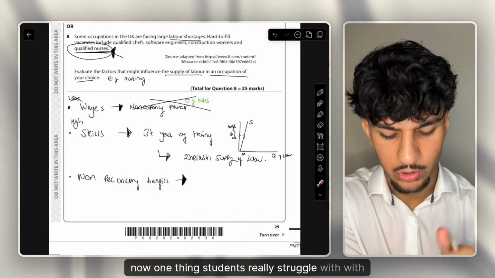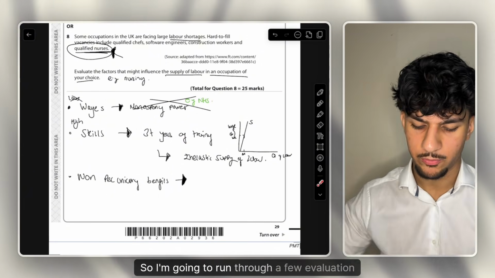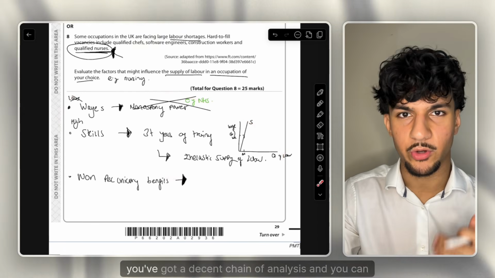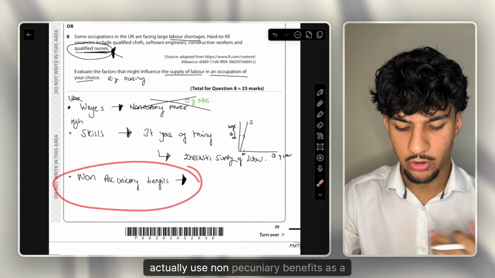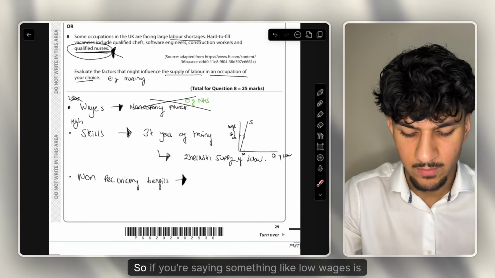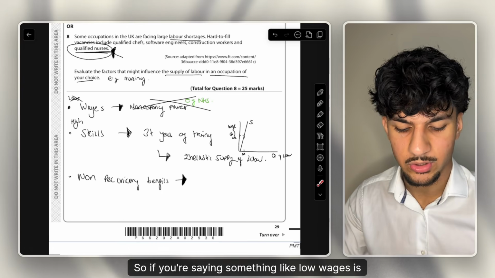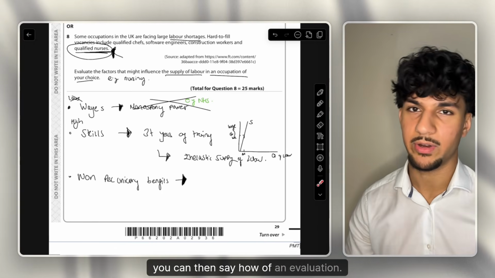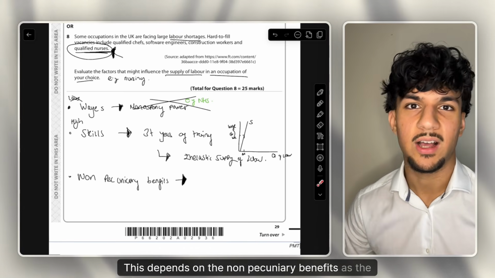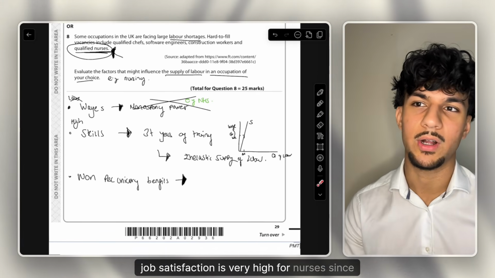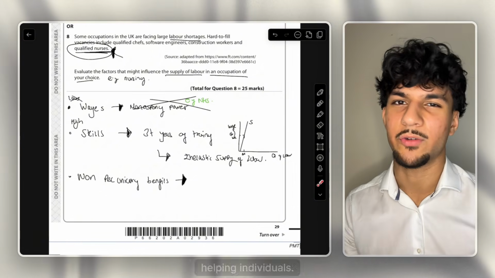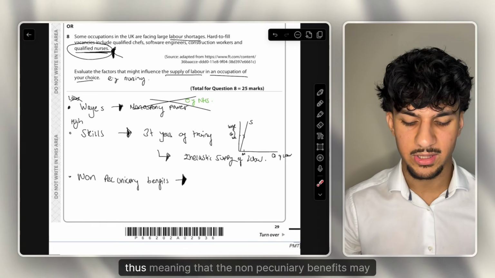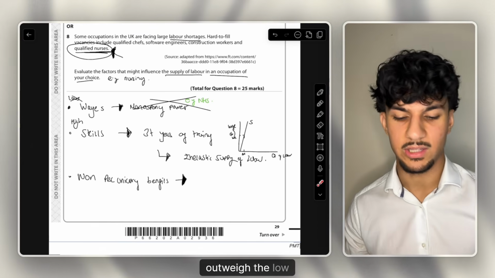Now, one thing students really struggle with in labour markets is evaluation. So I'm going to run through a few evaluation points just generally. So for example, if these two paragraphs are quite big, quite chunky, and you've got a decent chain of analysis, you can actually use non-pecuniary benefits as an evaluation. So if you're saying something like low wages is going to lead to a low supply of labour in the nursing market, you can then say, however, in evaluation, this depends on the non-pecuniary benefits, as the job satisfaction is very high for nurses, since they are helping individuals, thus meaning that the non-pecuniary benefits may outweigh the low wages.